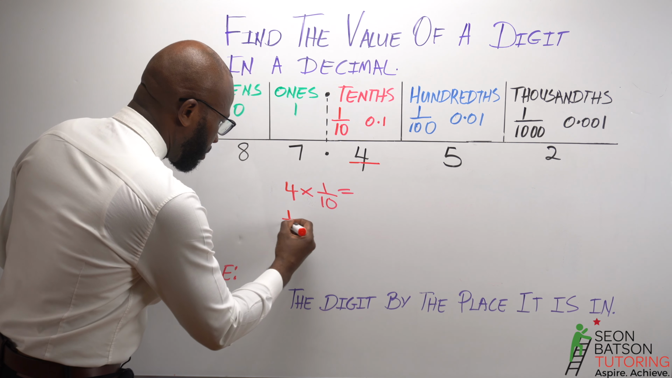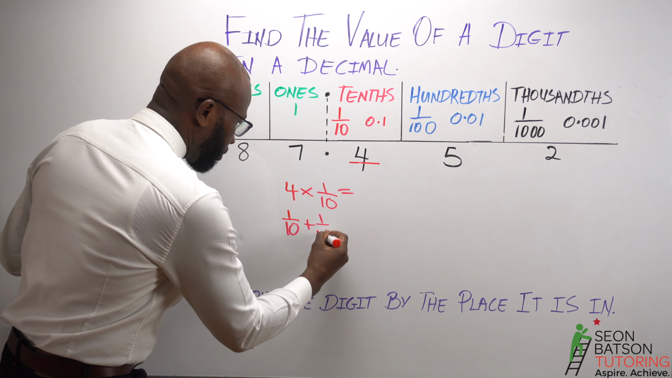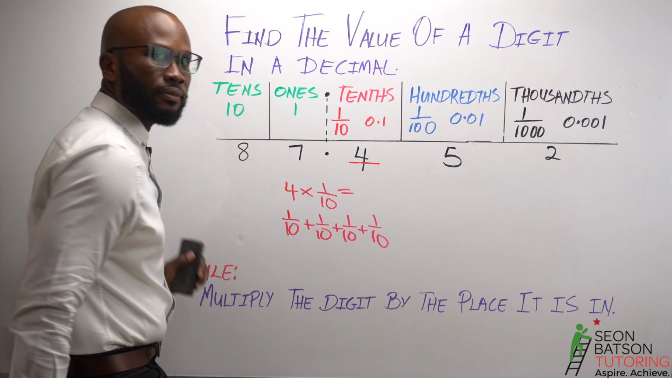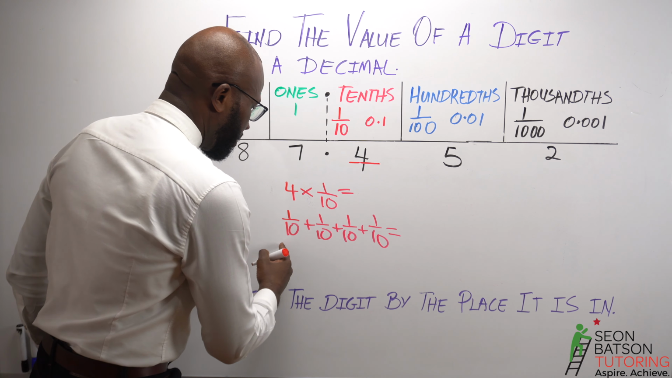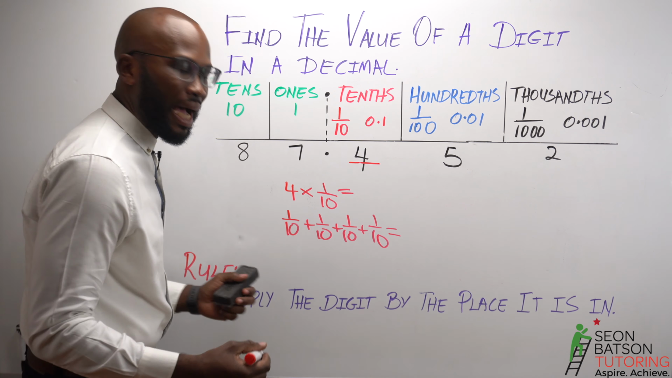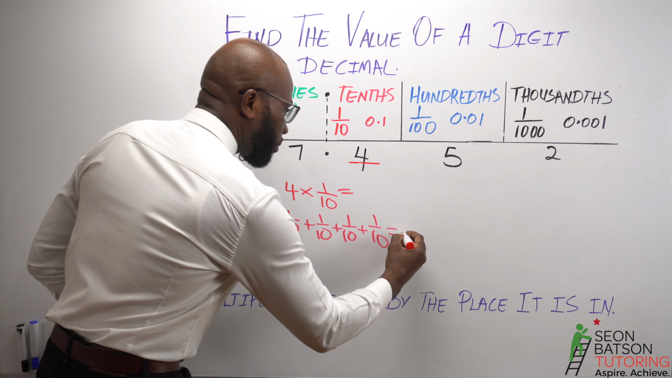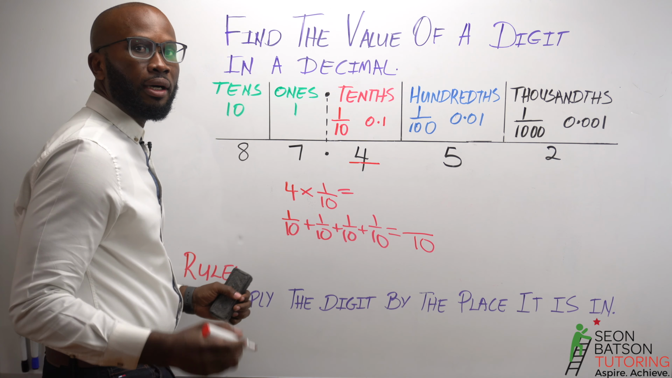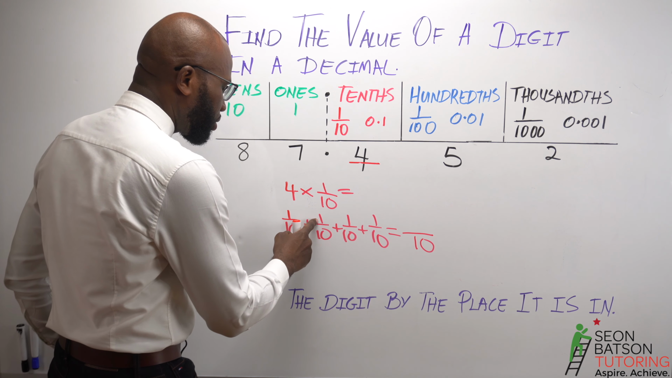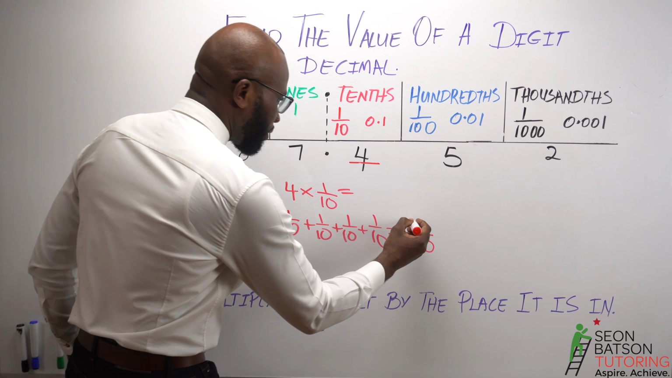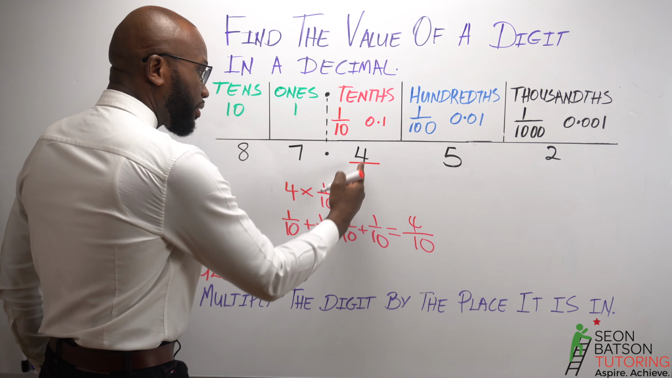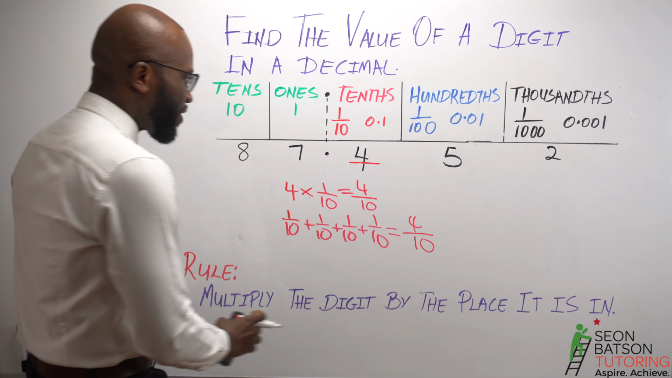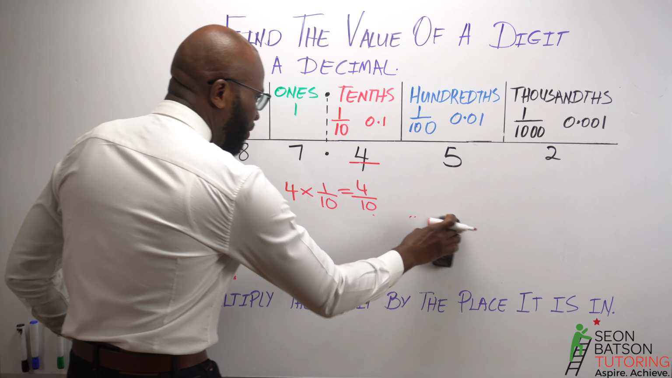1, 2, 3, 4. And since all the denominators are the same, we can add, right? However, we do not add the denominators. The denominator stays the same, 10. We only add the numerators. 1 plus 1 is 2, plus 1 is 3, plus 1 is 4. So as a fraction, the value of this 4 is 4/10 or 4 over 10. All right. Now, let's write the value as a decimal.